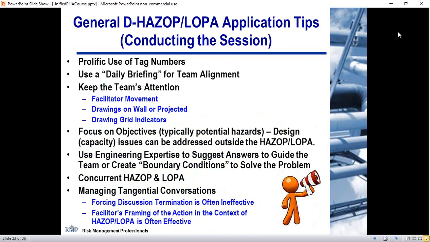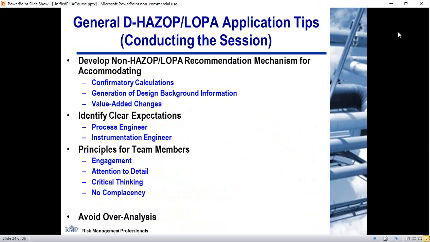Basically, another thing that really bogs down a design HAZOP is there's a lot of ideas that aren't strictly incredibly high consequence or incredibly high risk. There are things that were missed during the design. There are confirmatory calculations. There are value-added changes. There are things where additional background information is needed. There needs to be some mechanism for resolving that.